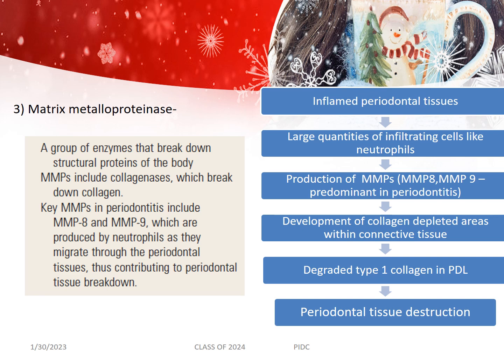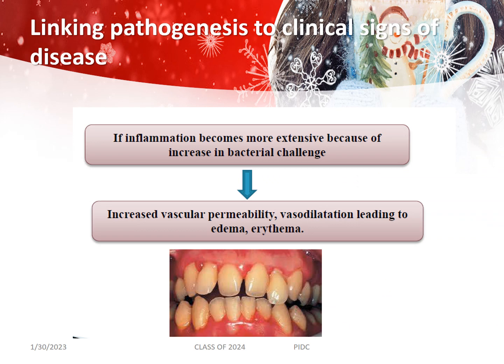immune inflammatory mediators. So, how do we link the pathogenesis to clinical signs of the disease? What generally occurs in the histopathology and how is it seen outside on the gingival tissues? If the inflammation becomes more extensive because of the increase in the bacterial challenge, then we can see an increase in vascular permeability, vasodilatation, leading to erythema and edema. Here you can see a condition where edema and erythema are present.